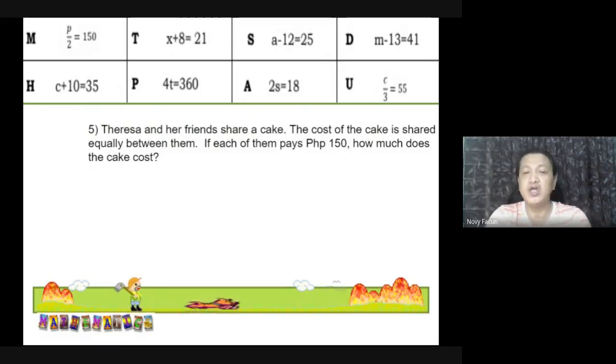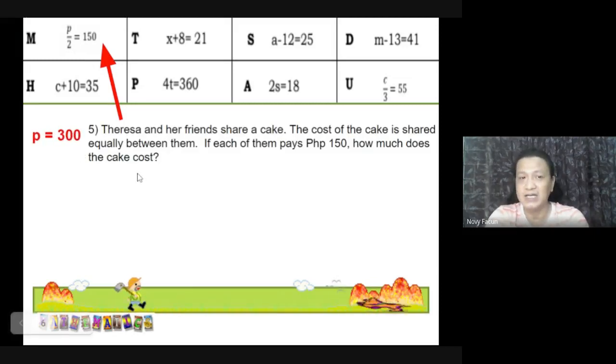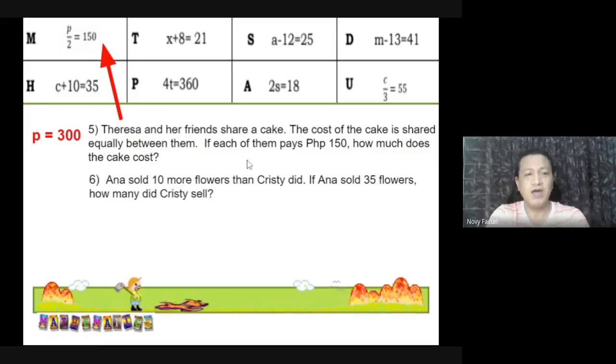Teresa and her friend share a cake. The cost of the cake is shared equally between them. If each of them pays 150 pesos, how much does the cake cost? What is the equation of this problem, number 5? That is letter M. P over 2 is equal to 150. You have to think what is the value of P here. When you divide by 2, the quotient is 150 and the answer is 300, because of the word each, that is division.